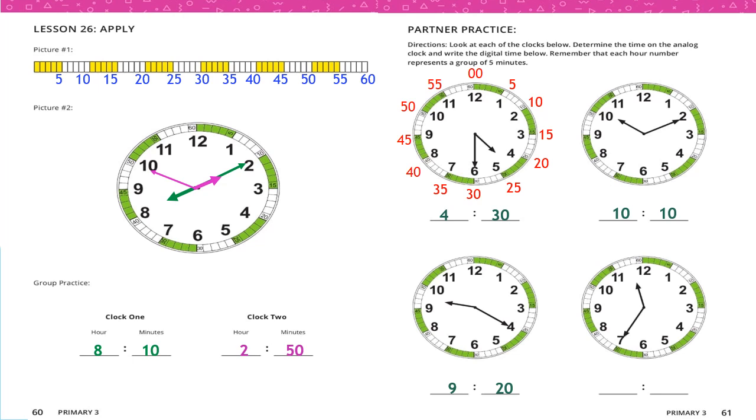In the last example here, we have the short hand between 11 and 12. Which number will we write? 11 or 12? Sure, 11, because it's the smaller number. And the long hand is referring to what? To 7. And 7 means 7 groups of 5. So 7 times 5 equals 35.